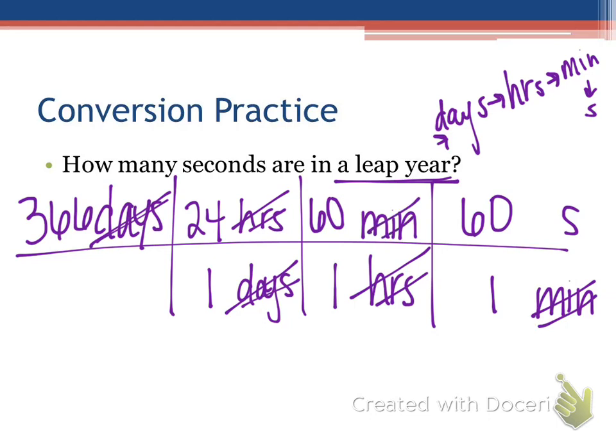I'm going to go back and check to make sure all of my units canceled correctly. I got rid of days, I got rid of hours, and I got rid of minutes. I'm left in seconds, which is what I want. The unit we want should always be on the top right. Now we do the math by multiplying across the whole top, divide by the whole bottom. Luckily for us, the whole bottom is a 1, right? So there's no need to do that part of the division problem.